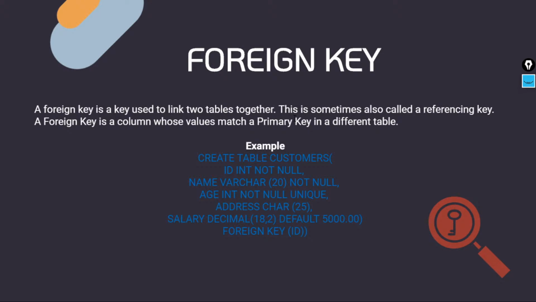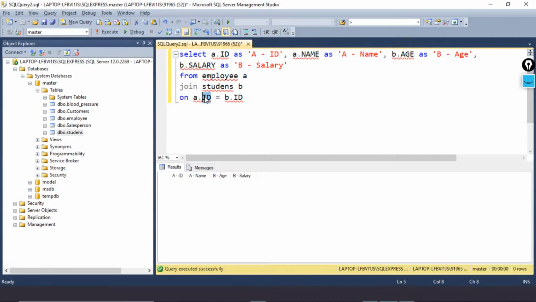A foreign key is a column whose value matches a primary key in a different table. That is exactly what I was telling before. So exactly the column ID, which is the primary key of table A, employee, the column ID from table B, which is students, here it becomes the foreign key. Whereas the key that I use in the first place should not have nulls. Here I can have nulls. That is the only difference between a primary key and a foreign key.